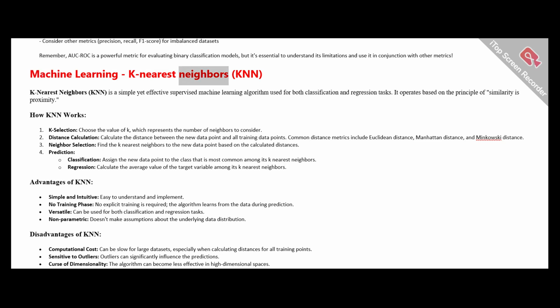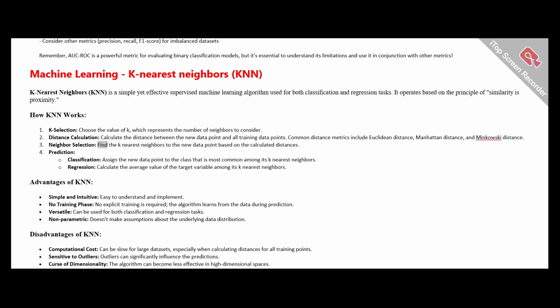Machine learning, K-nearest neighbors, KNN. K-nearest neighbors, KNN, is a simple yet effective supervised machine learning algorithm used for both classification and regression tasks. It operates based on the principle of similarity is proximity. How KNN works. K-selection: choose the value of K, which represents the number of neighbors to consider. Distance calculation: calculate the distance between the new data point and all training data points. Common distance metrics include Euclidean distance, Manhattan distance, and Minkowski distance.